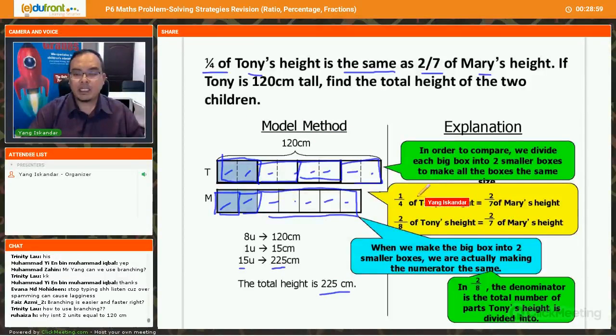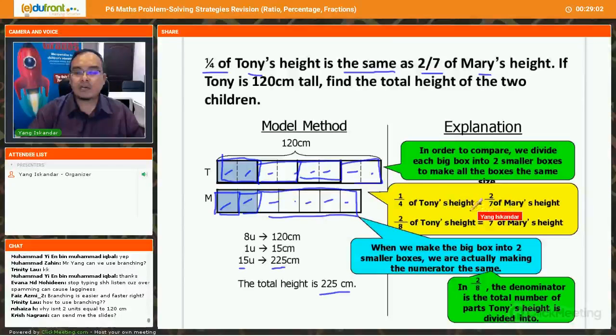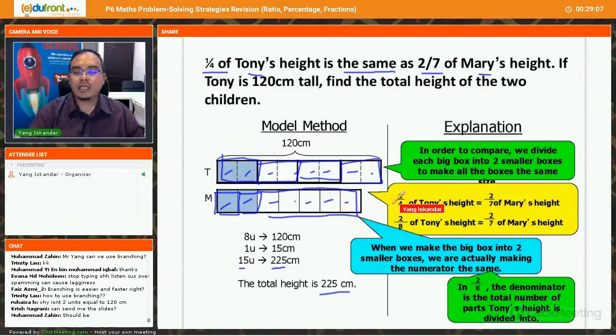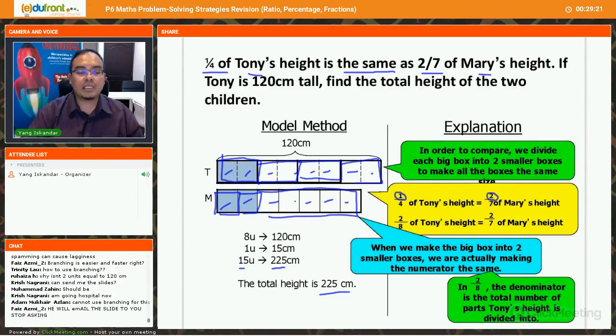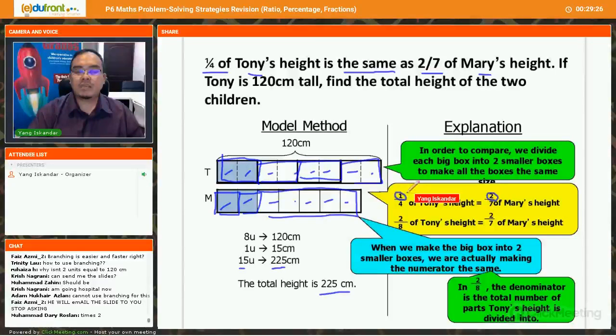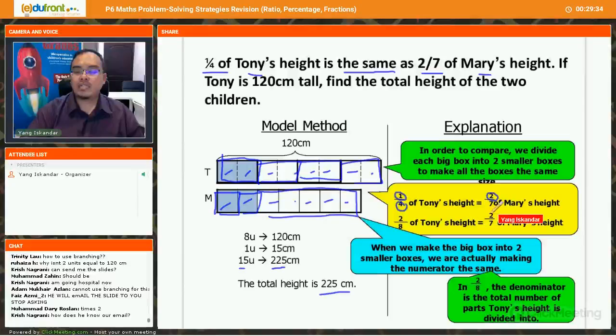Now let's take a look at the unitary method. Since 1/4 of Tony's height is equal to 2/7 of Mary's height, what I need to do here is make the numerator the same. The numerator for Tony is 1 and the numerator for Mary is 2. So how to make them the same? We use the lowest common multiple. You multiply by 2 here, and 4 also you multiply by 2. So I get 2 out of 8 of Tony's height is equal to 2 out of 7 of Mary's height.